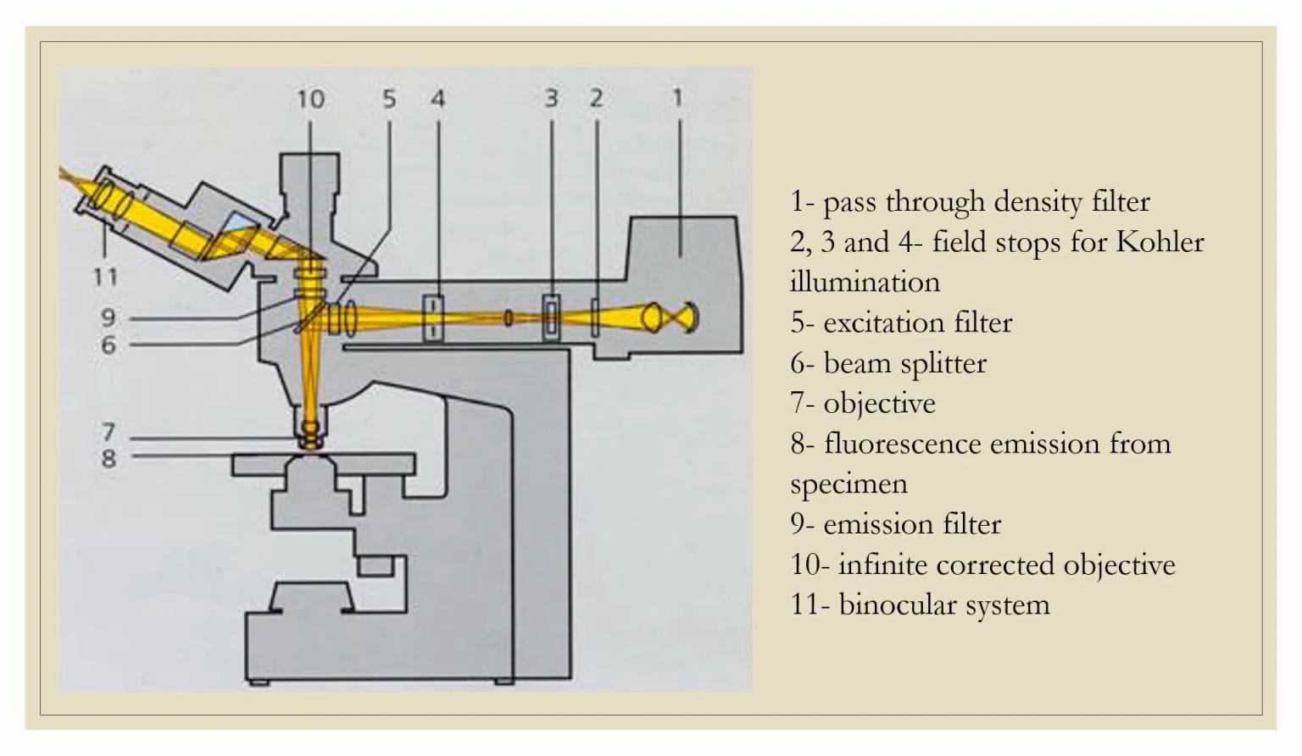So here in this drawing you can see that we have a light. Number one is the light source, and it passes through a density filter. And then 2, 3, and 4, we have fields that stop for color illumination. That would be the heat filter and the exciter filter that actually stops that for color illumination. We have the exciter filter and then the beam splitter, the objectives, and then the fluorescence emission from the specimen. We have the emission filter, the infinite corrective objective, and then finally we have the binocular oculars.